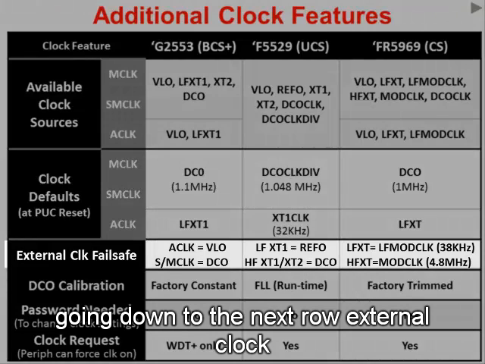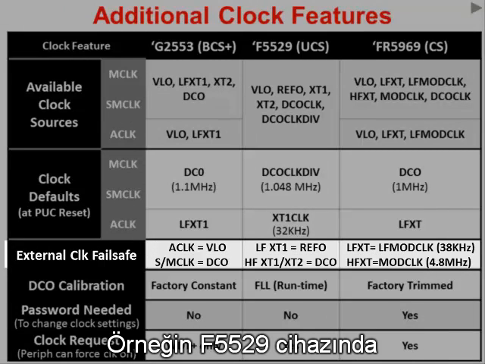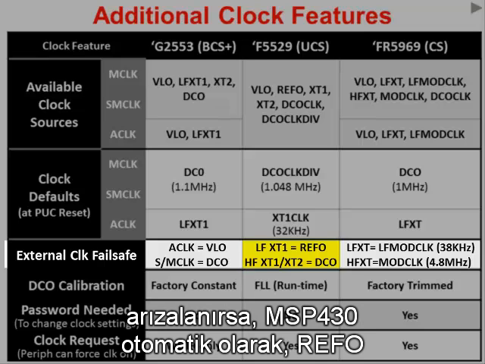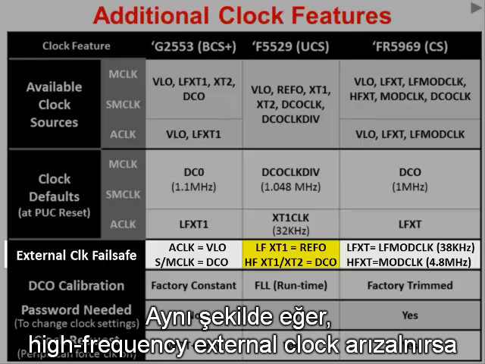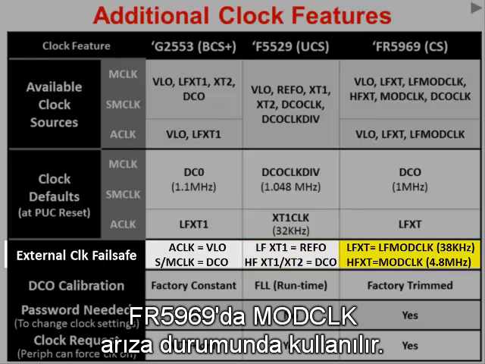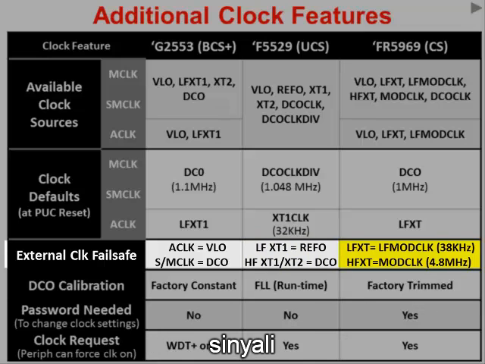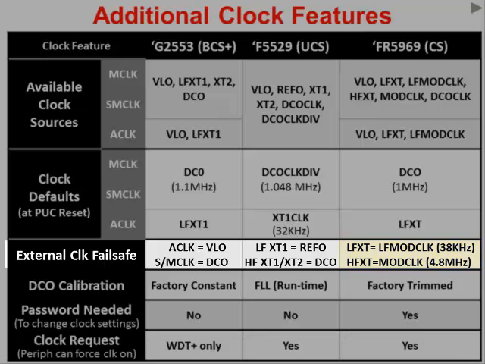Going down to the next row, external clock failsafe, it tells us what happens if an external clock fails. For example, on the F5529, if the XT1 clock, the low frequency external clock, fails, the MSP430 is going to automatically switch over and start using the reference oscillator. Similarly, if the high frequency external clock fails, then we're going to use the DCO internal oscillator. On the 5969, they actually use MODCLK as the failsafe. So for the low frequency external oscillator, it would be the LF MODCLK signal, which is a divide down from MODCLK itself, and that's the one that's used for the high frequency.